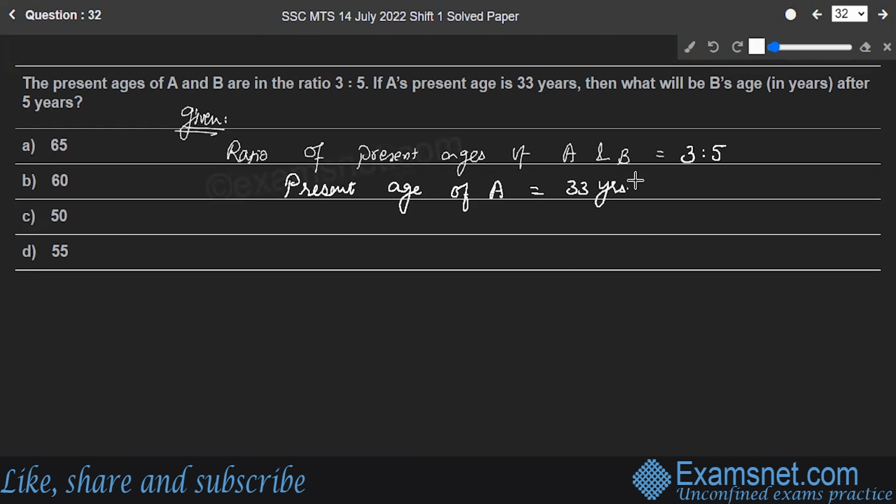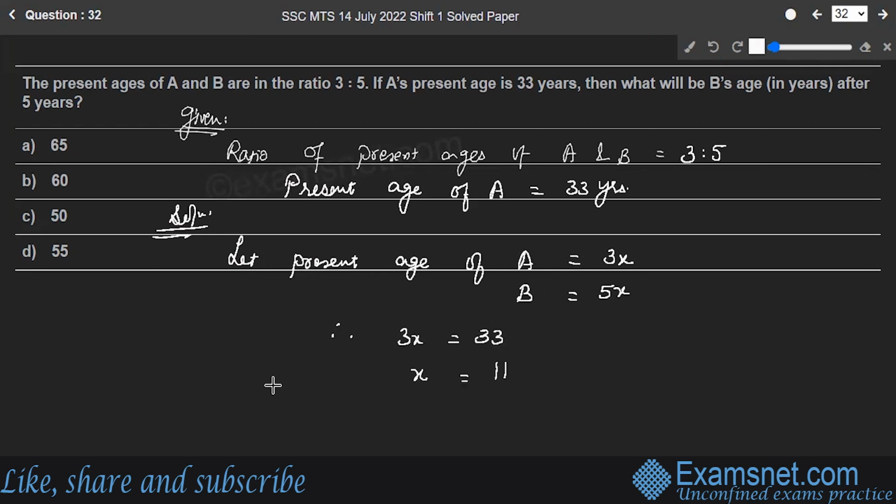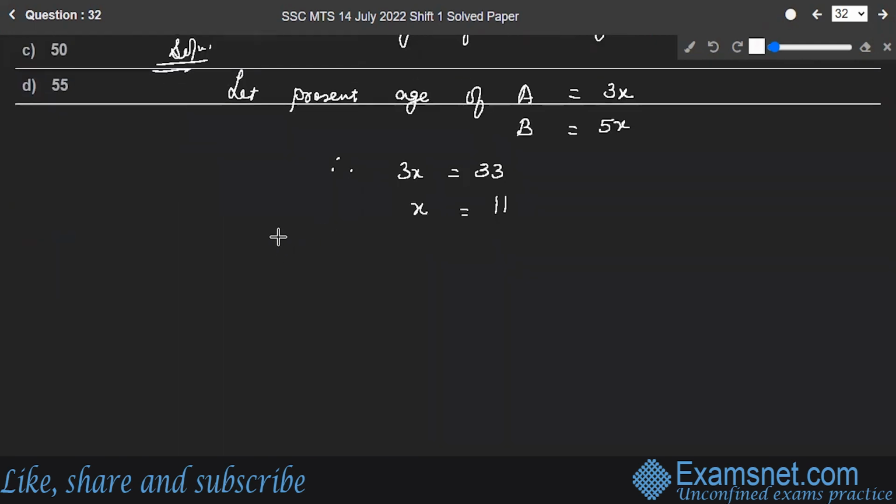Let's go with the solution now. So very first thing, we will assume the age. Let present age of A be 3x and B be 5x. Therefore, 3x is equal to 33, which gives you x is equal to 11, right? So we got the value of x. Therefore, we can find out the age of B as well. Present age of B is equal to 5x, that will be equal to 5 multiplied by 11, which is equal to 55 years.